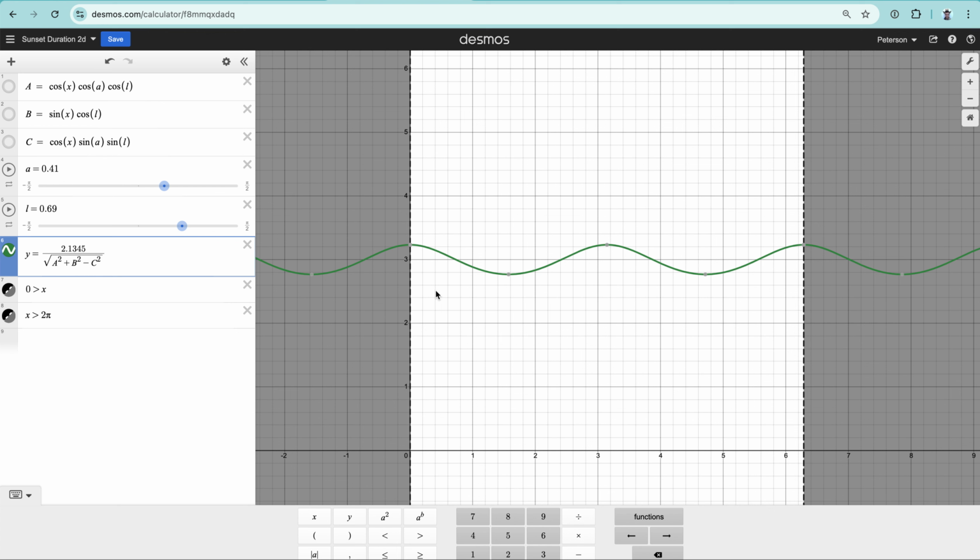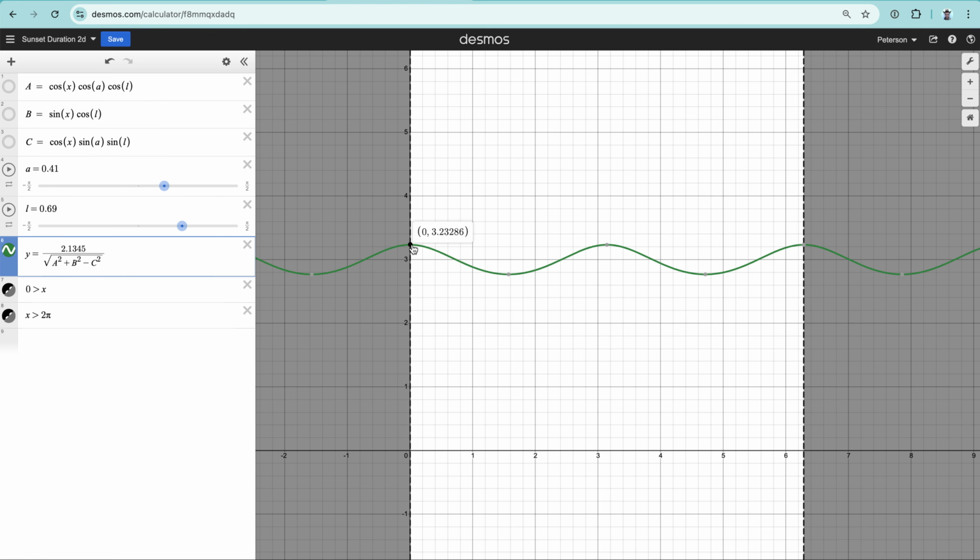So what does that look like? Well, in the winter, that's on the ends here. It gets as high as almost 3¼ minutes. In the spring and the fall, it gets about 2¾ minutes. And in the summer, it goes up to 3¼ again. Plausible, right?